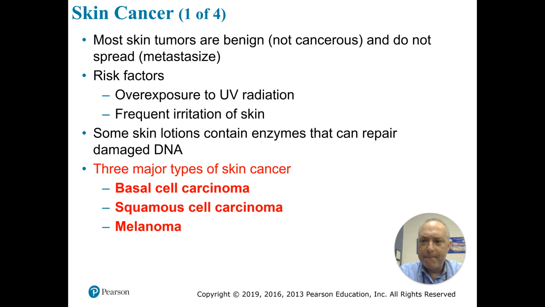There are a number of problems which can occur. These basal stem cells can become cancerous, and so there's basal cell carcinoma, squamous cell carcinoma, as well as melanoma. Melanoma would be of the melanocyte.